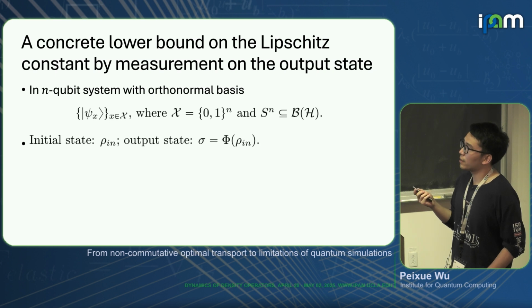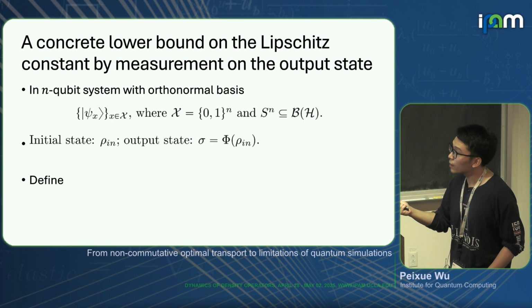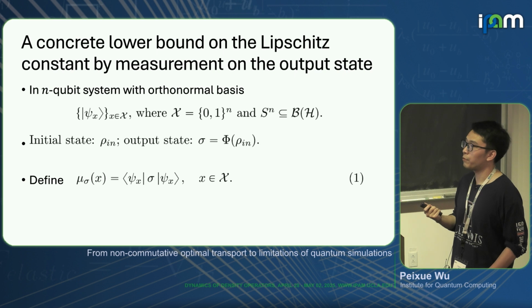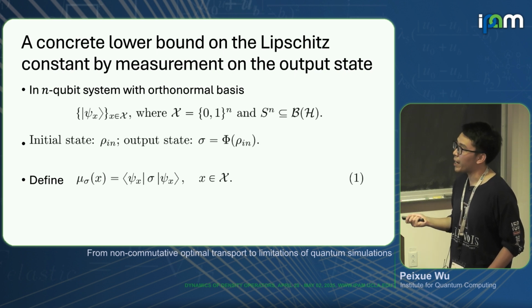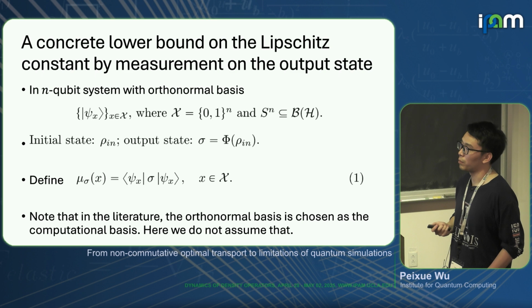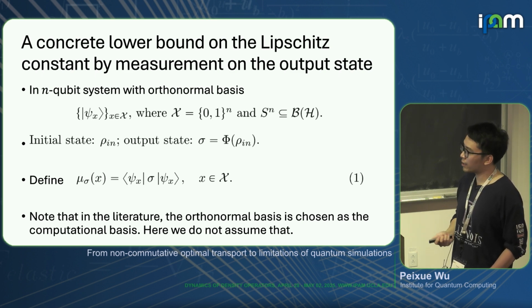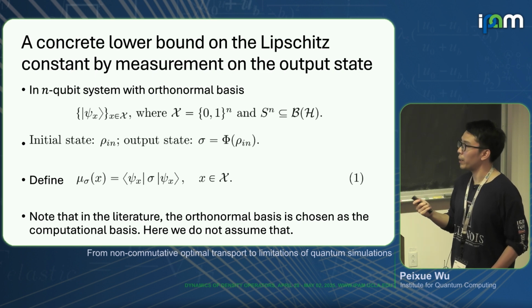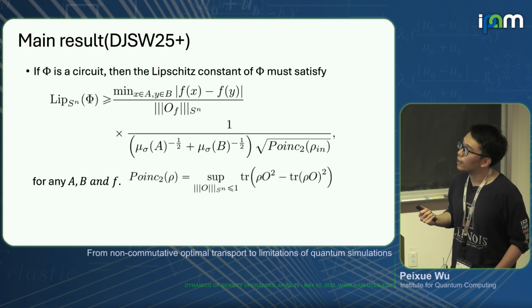So the setup is that suppose we have an orthonormal basis for the n-qubit system, and we have an initial state and an output state. We define the measurement probability of your output state by doing measurements in this orthonormal basis. In the computer science literature, they always choose this orthonormal basis as the computational basis, which is the bit string basis. But here, we don't need to assume that.